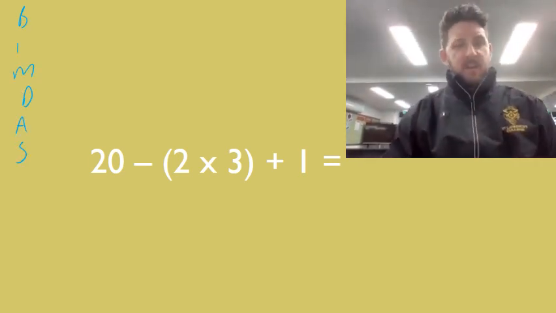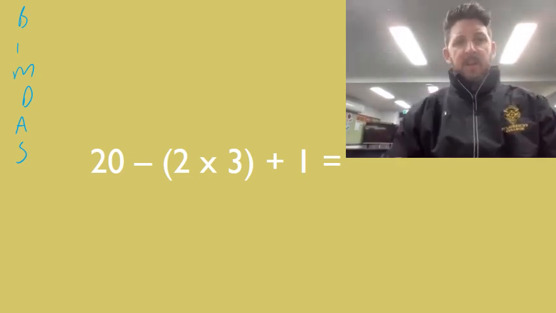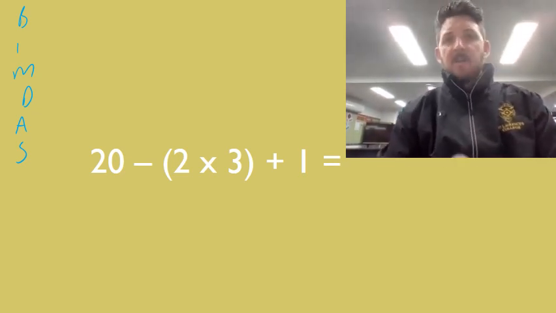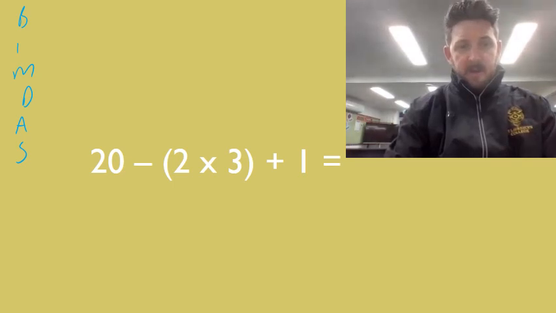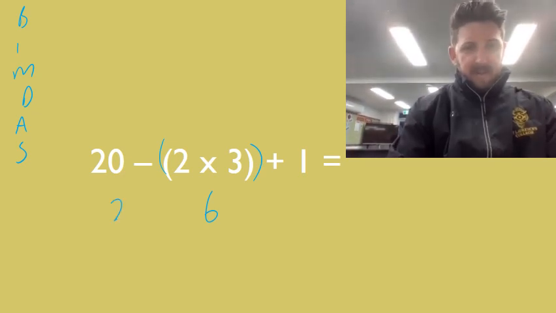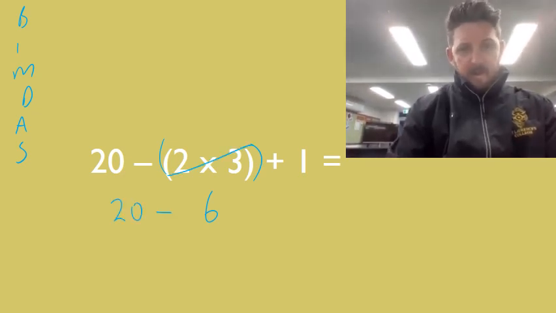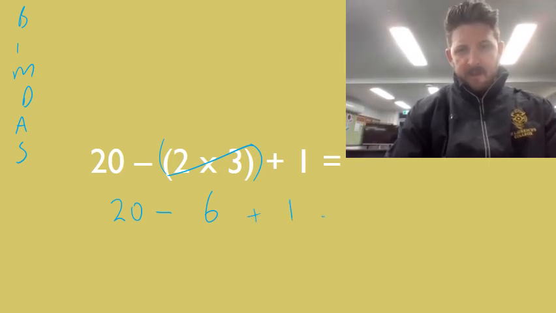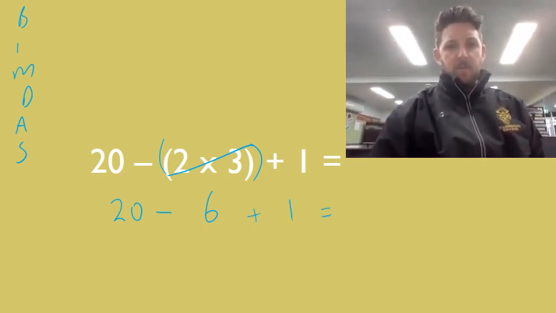So we've got brackets, indices, multiplication or division, addition or subtraction. So I look up, any brackets? Yes, I do. Here are some brackets here. I write this on the next line. 2 times 3 is 6. Let's write the rest of the sum in. So I've still got 20 take away there and add 1 here. Awesome. Let's keep moving now.